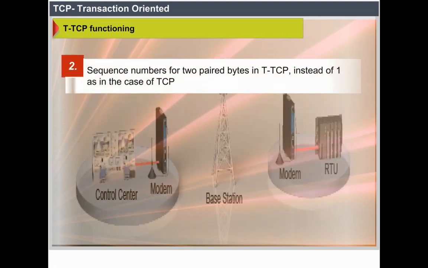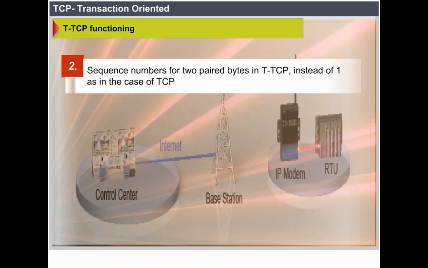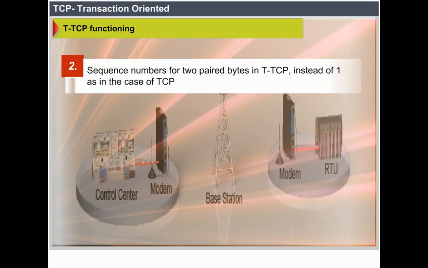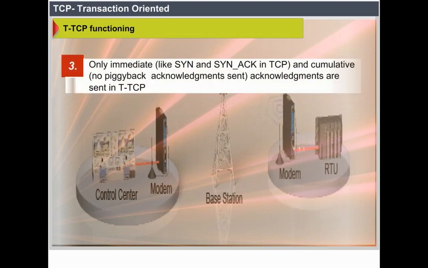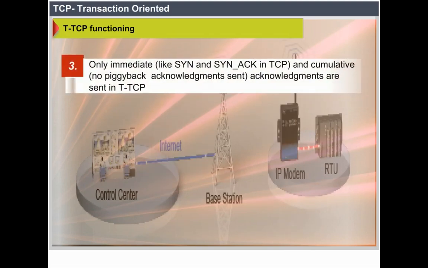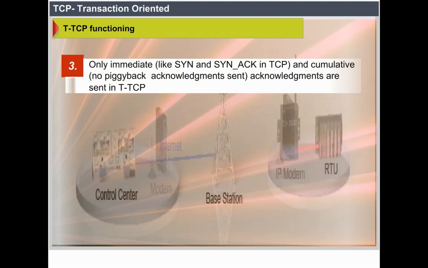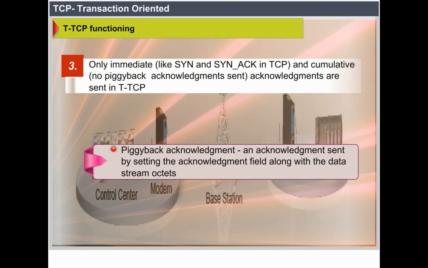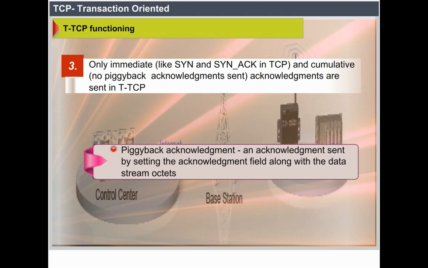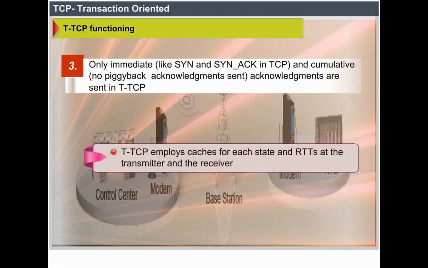Sequence numbers are 2 paired bytes in TTCP instead of 1 as in the case of TCP. Only immediate acknowledgements like SYN and SYN_ACK in TCP, and cumulative, no piggyback acknowledgements are sent. Piggyback acknowledgement: an acknowledgement sent by setting the acknowledgement field along with the data stream octets.